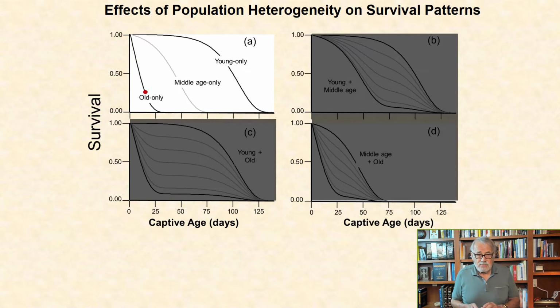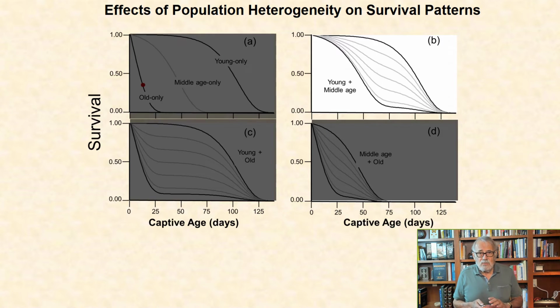30 days post-capture. In the second case, that is panel B, we will consider a cohort with a mixture of young and middle-aged subcohorts. At the time of sampling, this hypothetical population consists of a mixture of newborn, that is age 0, and 50-day-old individuals. The earliest deaths of the middle-aged subcohort drives the overall cohort survival downward immediately. The steepness of the decline depends on the relative initial number of middle-aged individuals in the cohort.